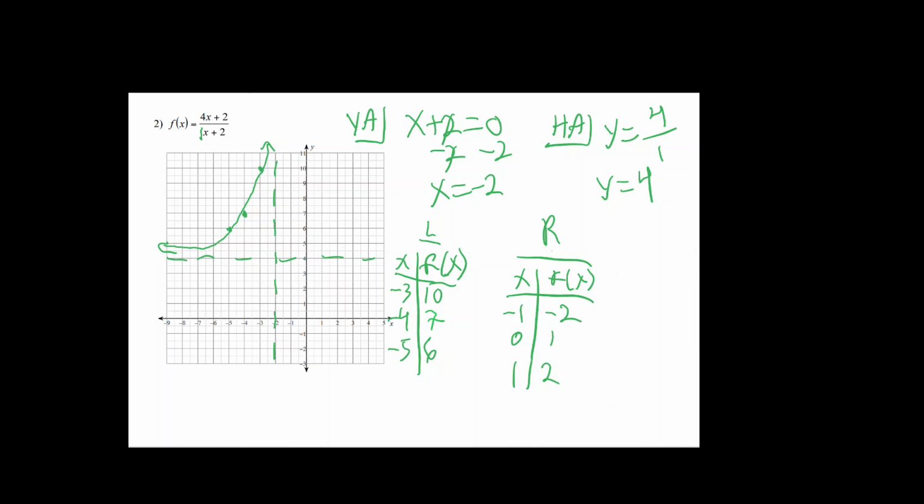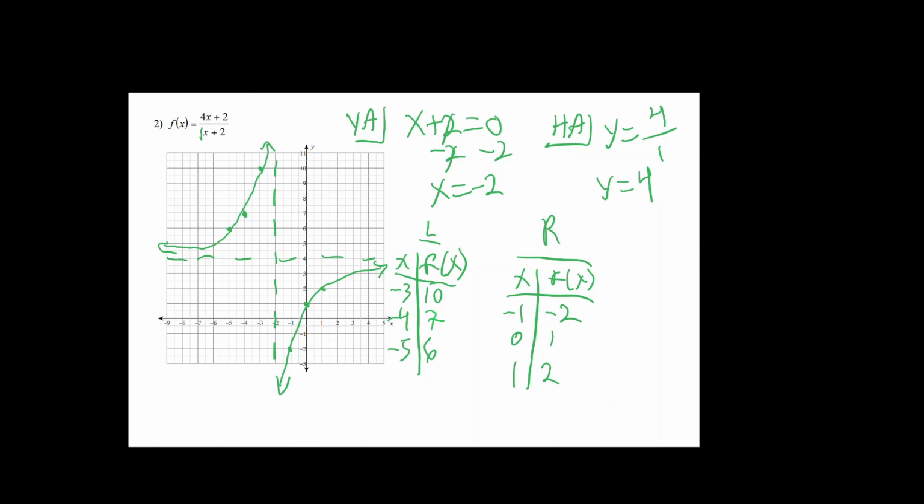All right? So -1, we're down at -2 there. For 0, we're at +1. And then for 1, we're up here to 2. So now, it just rounds off like that.